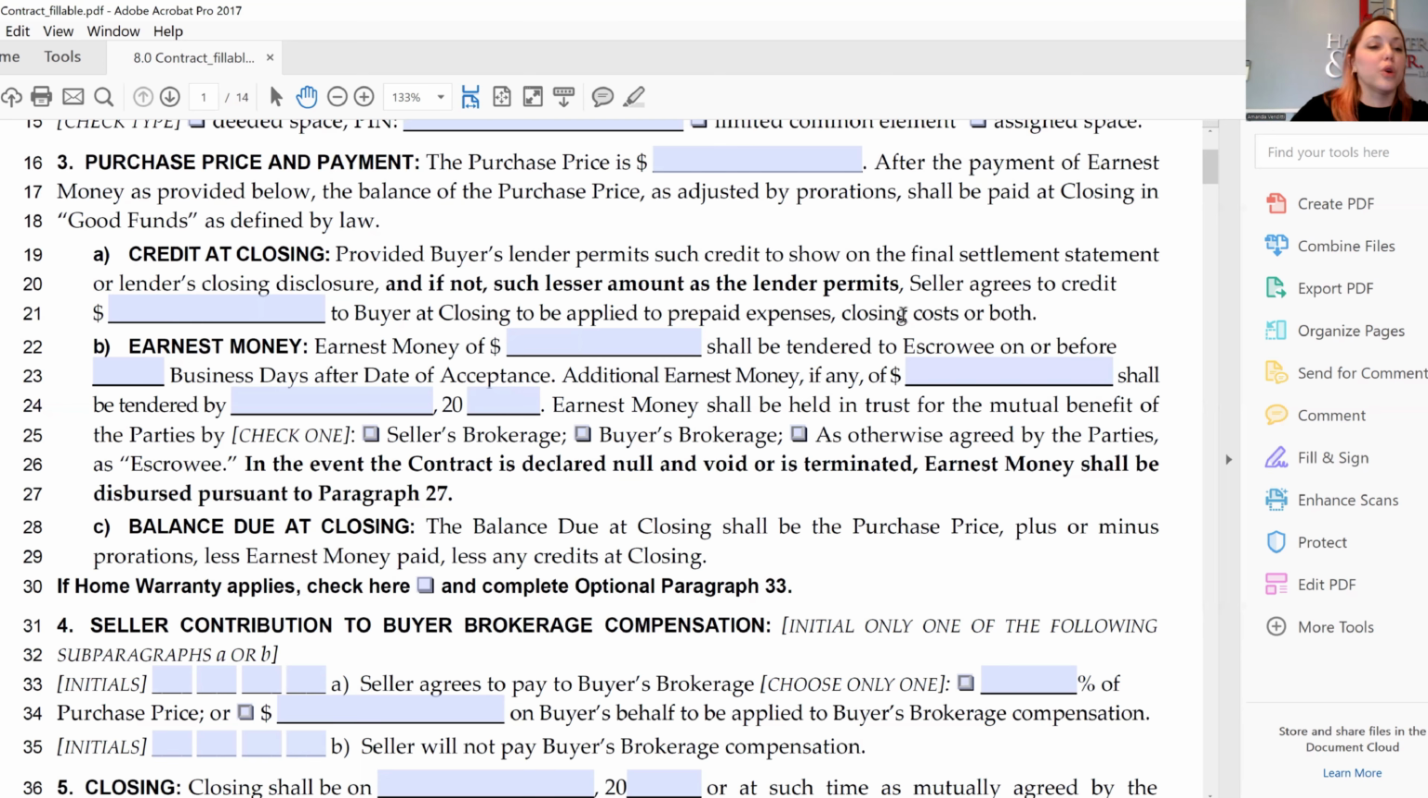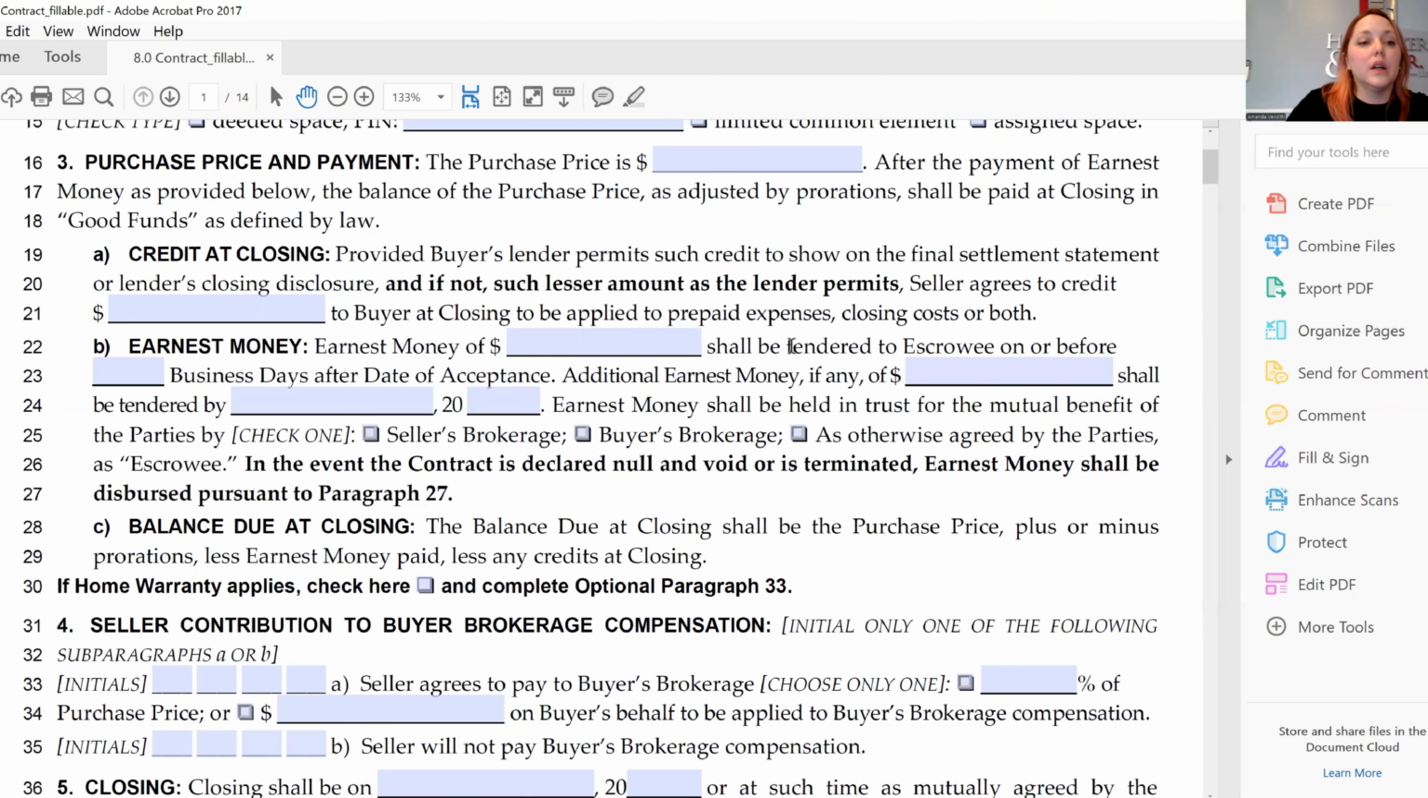All right, then you're going to go credit at closing. This is if there are any credits. The one thing I want to point out is that it says in line 20, and if not, such lesser amount as the lender permits. So if you're trying to do a $20,000 closing cost credit right off the bat, just know you're probably going to want to go to your lender to verify that that's actually even possible.